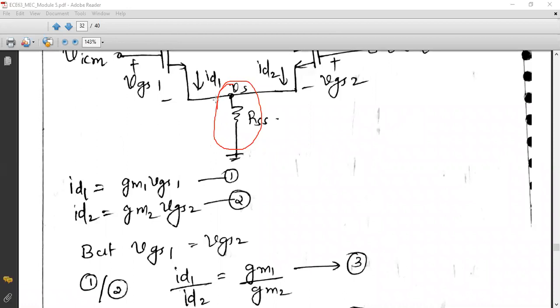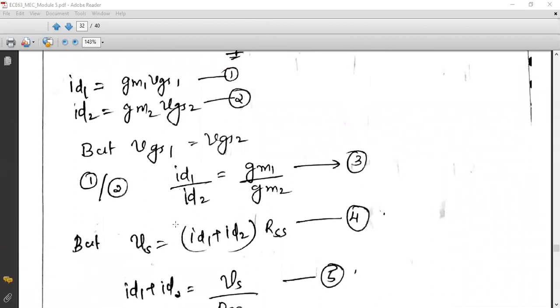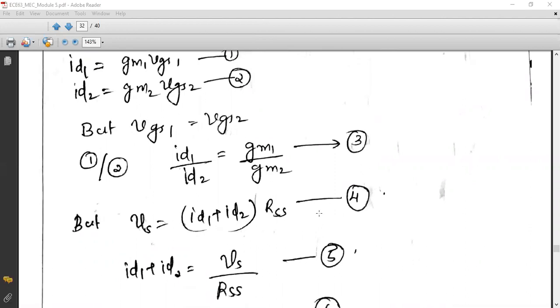So ID1 plus ID2 will be the total current that is flowing through RSS. So accordingly, we can write the expression for the voltage drop. That is, the voltage drop is given by VS, which is equal to ID1 plus ID2 into RSS. So the total voltage drop across the source terminal is given by VS equal to ID1 plus ID2 multiplied by RSS. That is equation number 4.